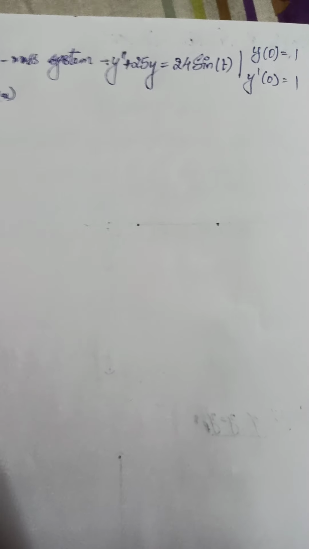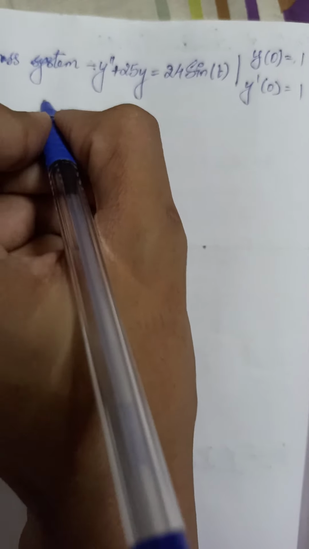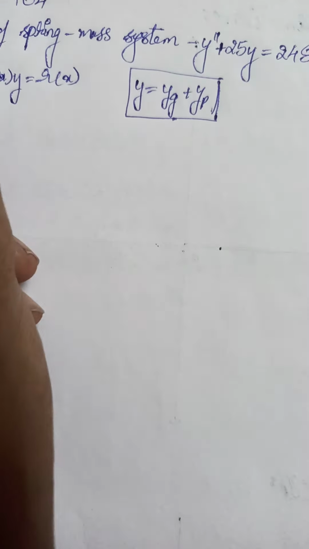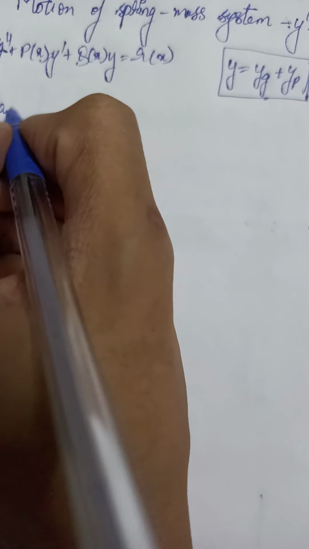I'll be solving this equation using the variation of parameters method. We know that in this method the final solution y equals the general solution yg plus the particular solution yp. I'll first be solving for the general solution yg. So firstly, let's find the characteristic equation of the homogeneous ordinary differential equation.